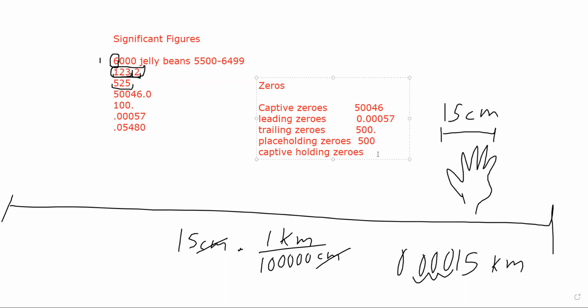Captive holding zeros are slightly different. So that would be something like 500.04. Based on the rules before, we might think that these zeros after the 5 are not significant because it's 500. And we might think that this zero, because it's before a 4, is not significant, and it's after the decimal. But because they're all between both the 5 and the 4, they are significant.